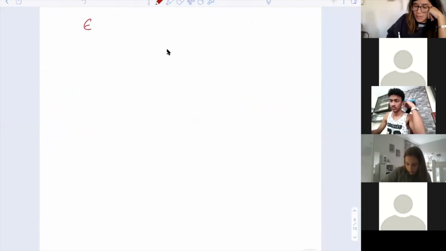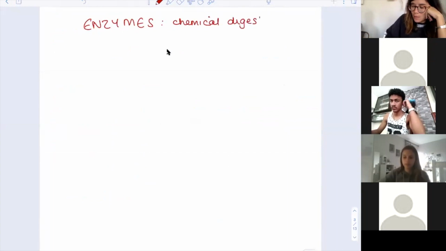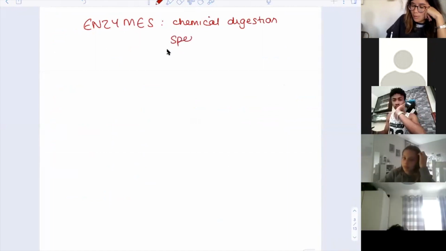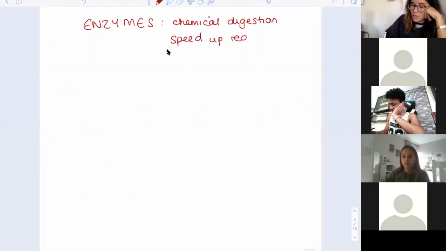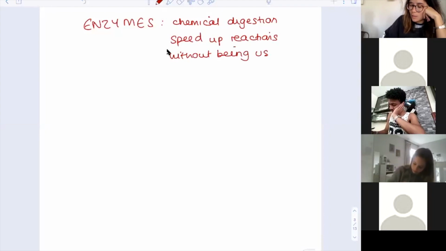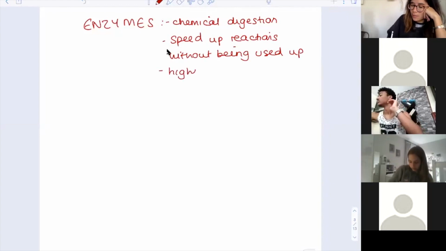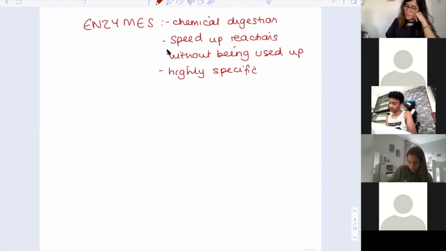Okay, so enzymes now. I've told you that they are essential for chemical digestion. Notice that what they do is they speed up reactions without being used up. So that's why they're so useful, because you can use them repeatedly. They're also highly specific, which means they only work on certain substances. And we're going to look at the examples of enzymes you need to know about in the digestion topic.